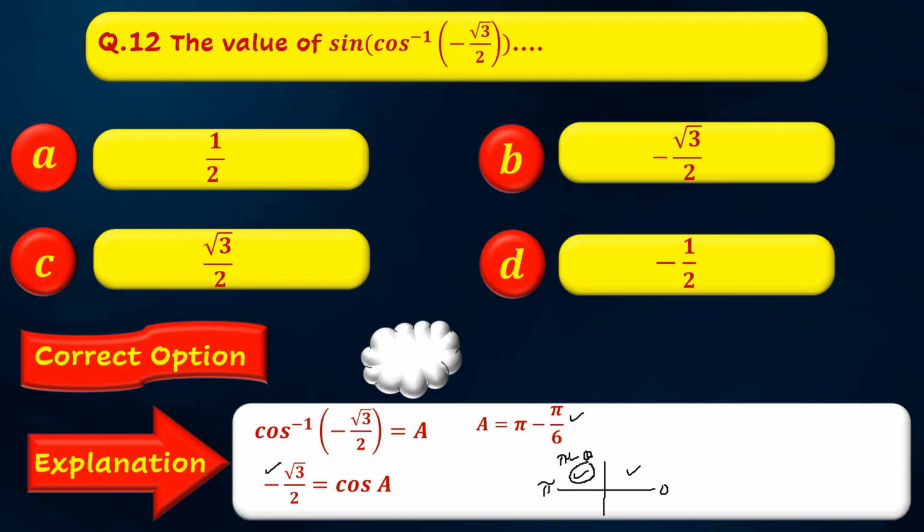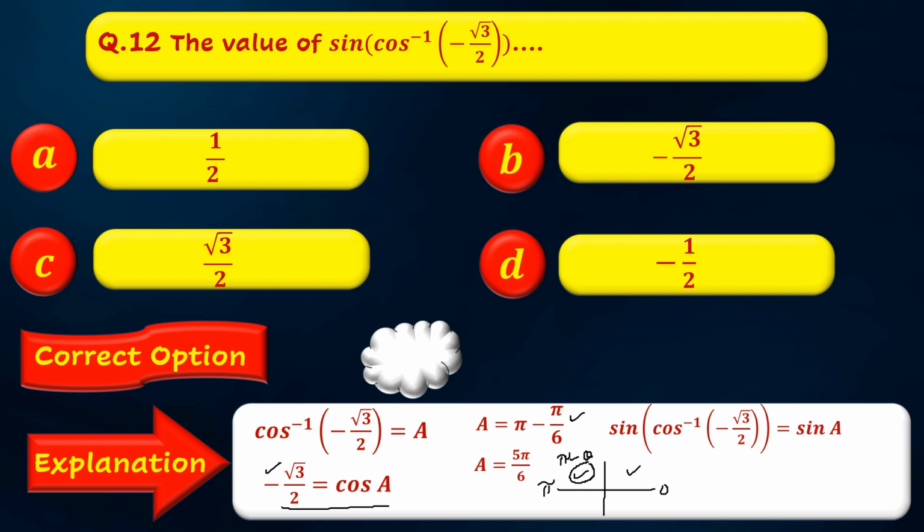Here pi by 6 is the reference angle, which can be obtained by taking the given cos of a is equal to square root of 3 by 2 in first quadrant, and we will get the reference angle to be pi by 6. It gives a is equal to 5 pi by 6 on simplifying.